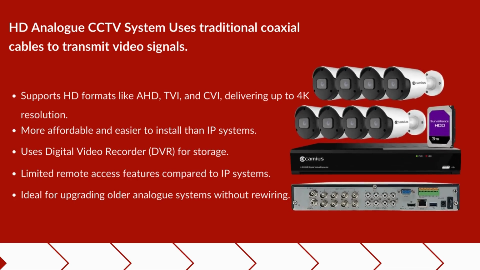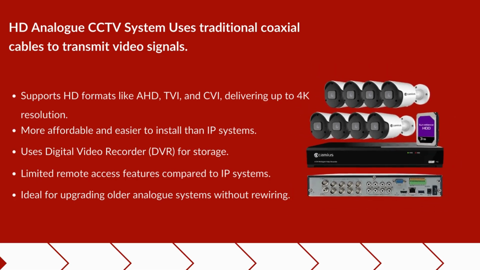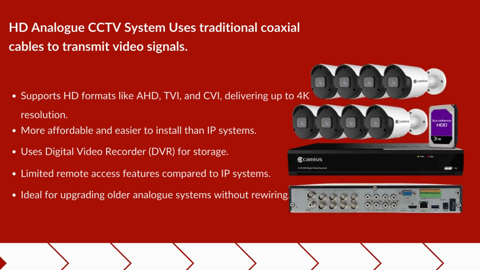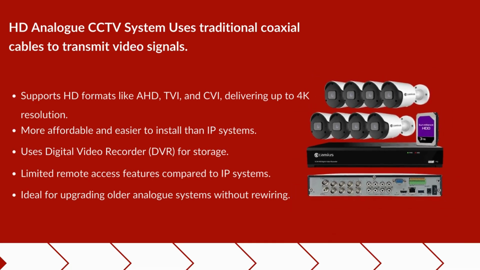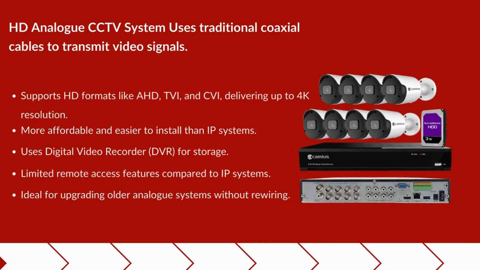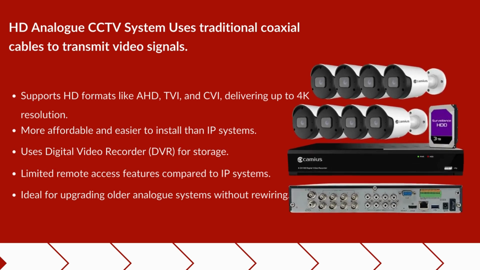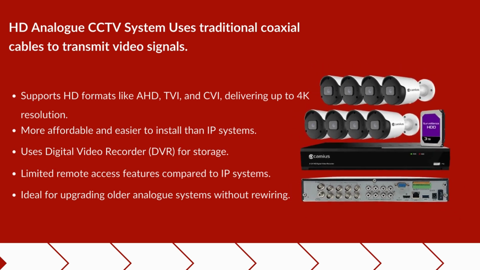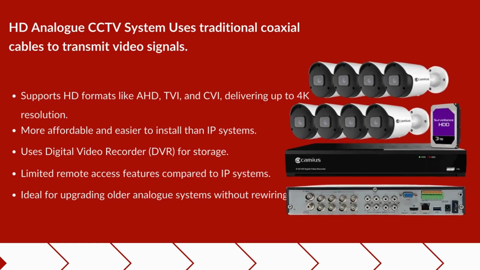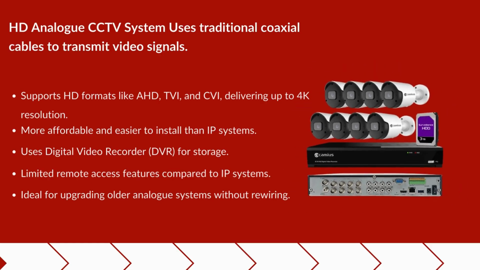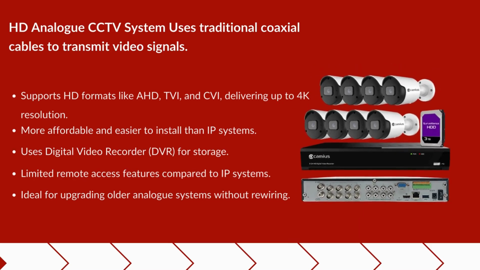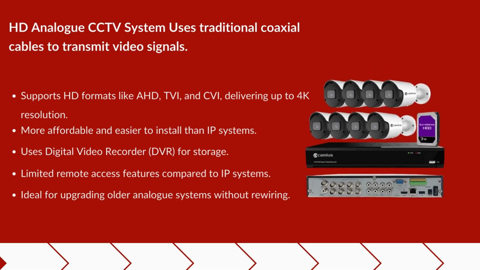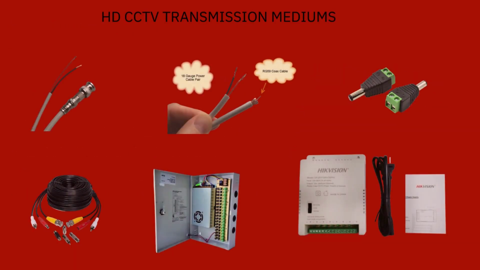Then use digital video recorder, which is a DVR. It can work with a DVR. It only works with a DVR. You can see the port of the DVR at the back. That's how it works. Unlike the IP camera that can work on your network, can link it to your switch or to your router, but this one cannot. All right. So it has limited remote access features compared to the IP system. That is ideal for upgrading older analog system without rewiring, because it uses the coaxial cable that you already have in your house. So you don't need to change any wires, you can just use it. That's what they're saying there.